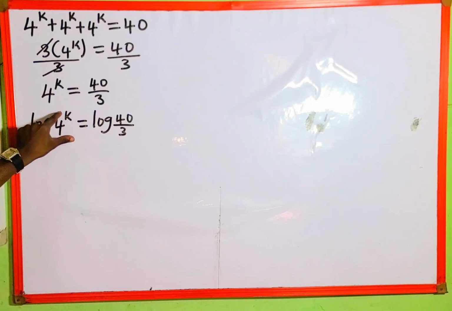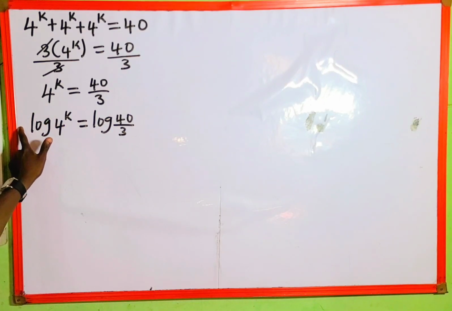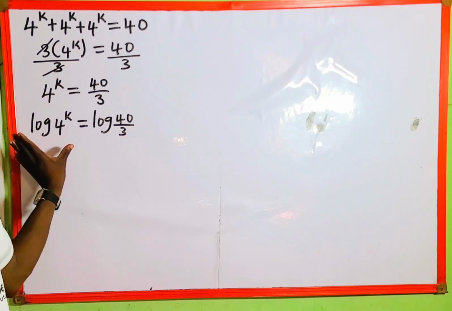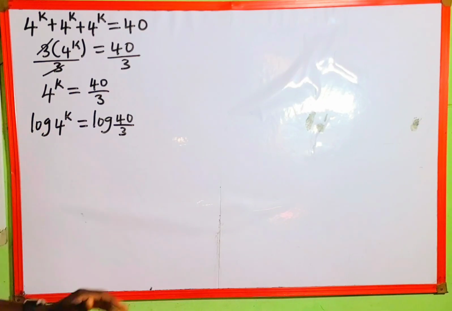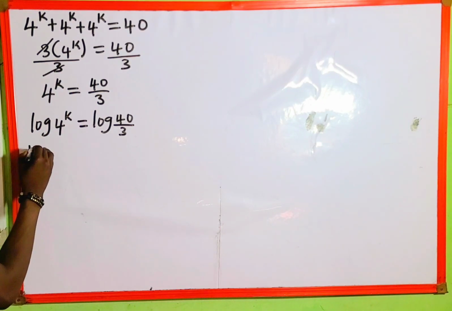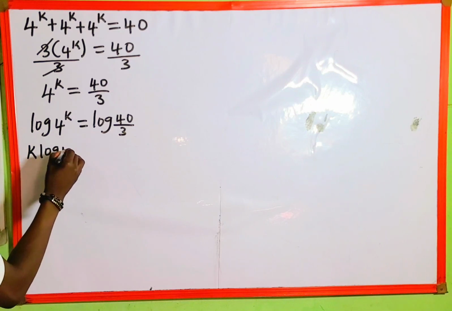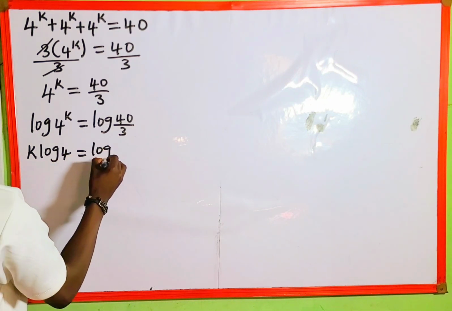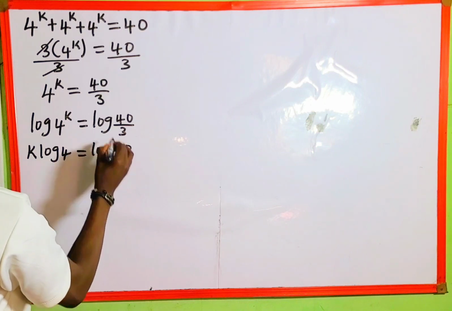Now, the next thing we need to do is to recall the power property of logarithms. This k is going to go back to multiply the log, because when you have the log of a term raised to a power, the power multiplies the log of that term. So when we do that, we're going to have k log 4, that's k multiplied by log 4, which is equal to log of 40/3.